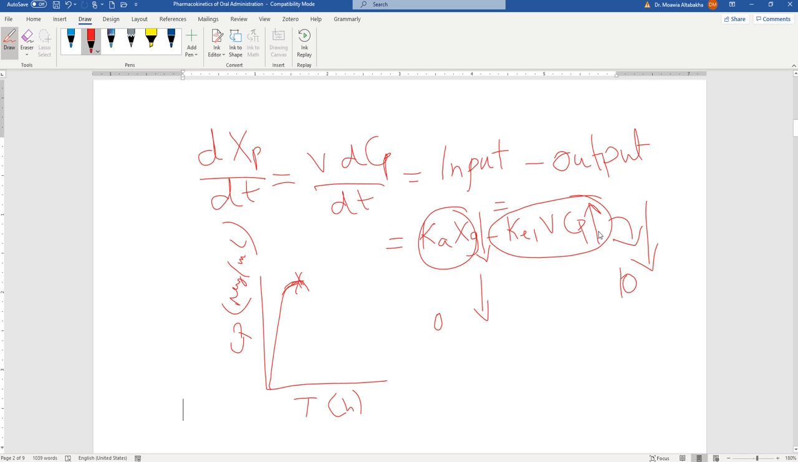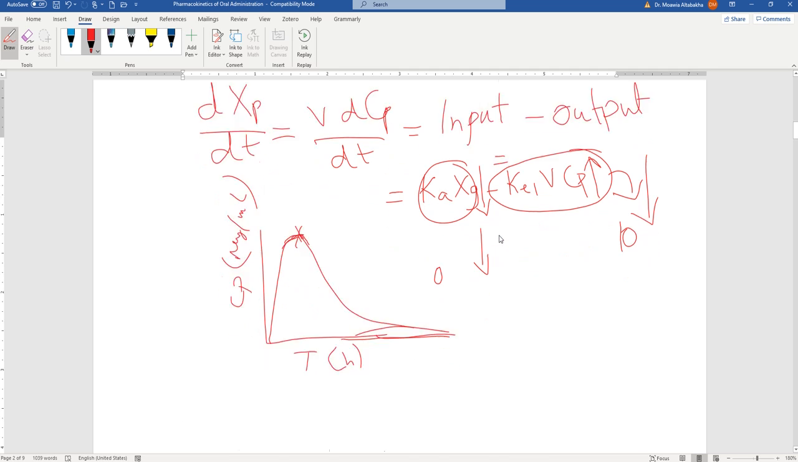Okay, so look at what we have as the net result. What happens as a net of the two processes? First we have an increase in the concentration till the peak, and then we will have a decrease in concentration because the absorption becomes almost zero, and it becomes also less than the rate of elimination.